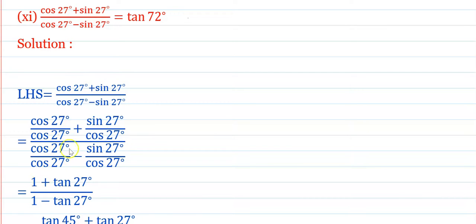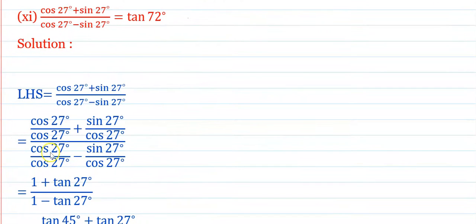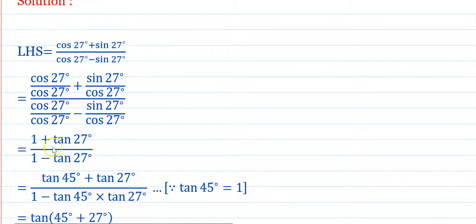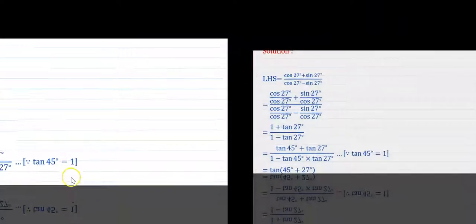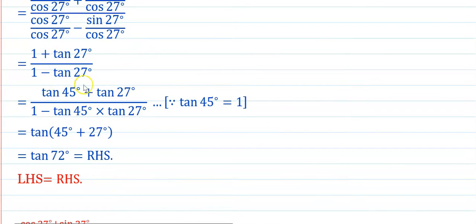You will get here 1. Sin of 27 upon cos of 27, you will get tan of 27. Next, in the denominator, you will get cos of 27 upon cos of 27, which is 1, minus, again, tan of 27. Again, what is meant by 1? 1 means tan of pi by 4. So tan of pi by 4 plus tan of 27 upon. How do we write the denominator?